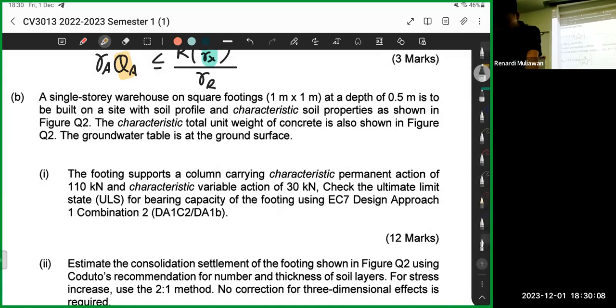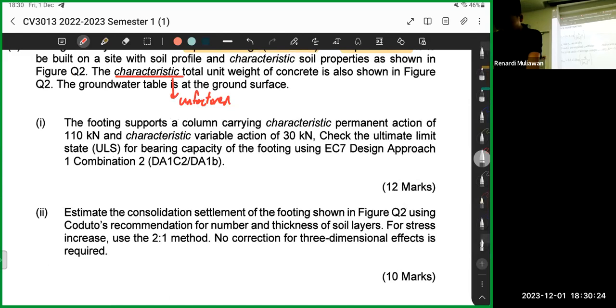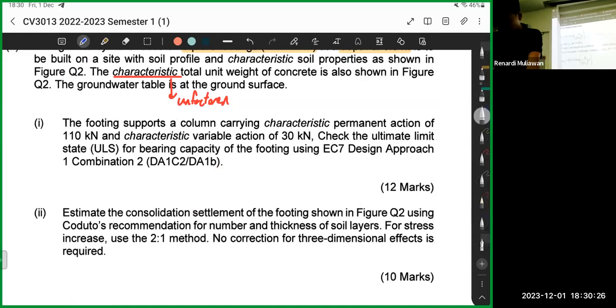So now you're given a square footing, depth 0.5. Then they give you the characteristic total unit weight. Again, characteristic means unfactored. Now they have a loading, permanent action, then variable action. Now find the bearing capacity of the footing based on DA1C2. Okay, so based on DA1C2.